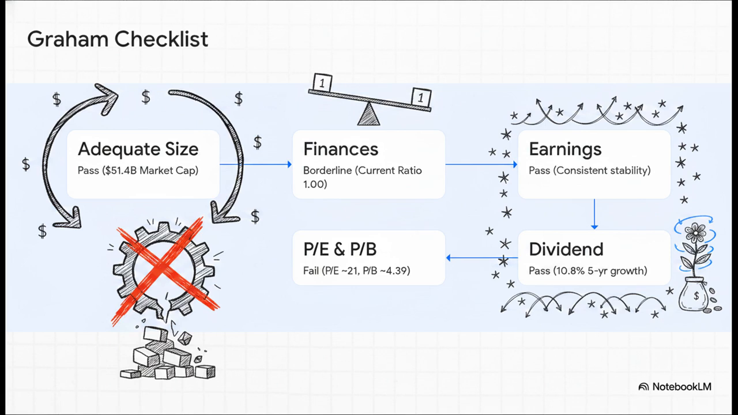Graham really liked a current ratio of 2, and Nasdaq is sitting right at exactly 1.00. Earning stability, pass, it's highly consistent. Dividend record, pass. But step 5 is where the wheels completely fall off. Moderate PE and price-to-book multiples, massive fail. With a PE around 21 and a price-to-book ratio of roughly 4.39, Nasdaq spectacularly fails Graham's incredibly strict valuation limits.